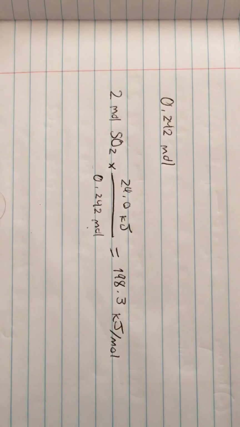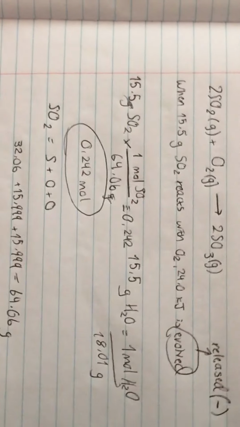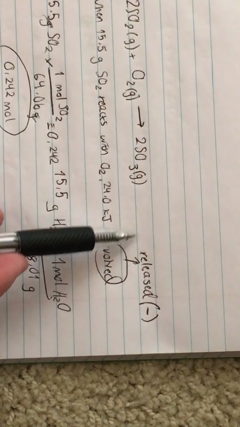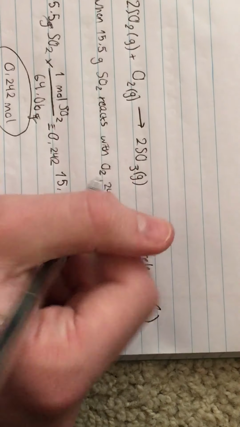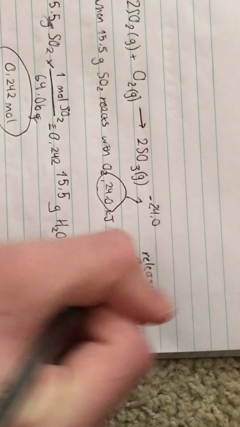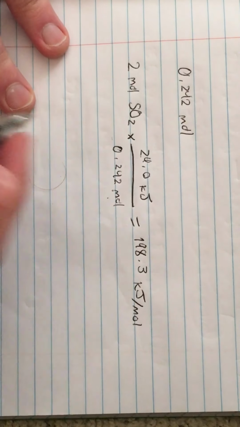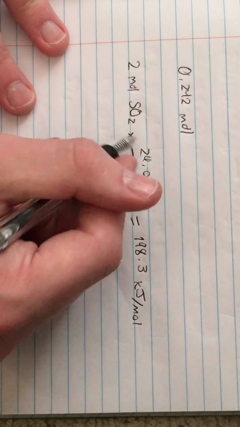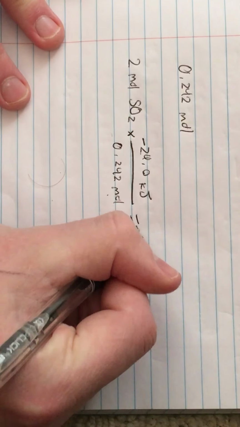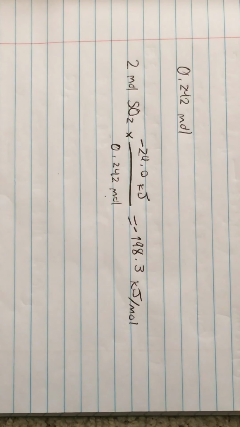But you're not done, because if you remember, in the very beginning, we talked about how it said this word evolved, which means released, all right? So this 24.0 is actually negative 24.0 because it's released, right? So we can't forget about that when we're doing our multiplication. Otherwise, we'll get the answer wrong. So make sure this is a negative 24.0, which would make this negative 198.3. And that's how you do number 1 for the stoichiometry and thermochemistry.